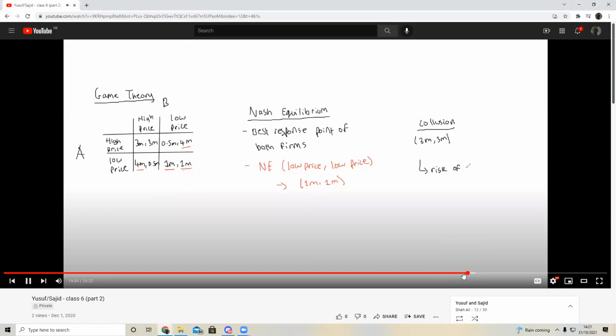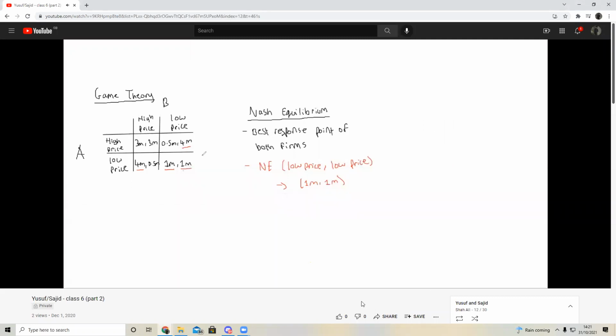So we're talking about agreements to collude here, because game theory can also show us the collusive level of output. When you look at this game, you think the best outcome is going for a high price, isn't it? Both of you get 3 million. So game theory can also show us collusion. Firms have an incentive to collude, they want 3 million, so they can make agreements to collude for this.